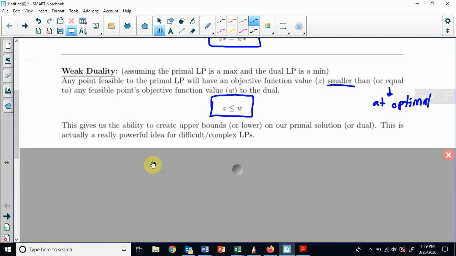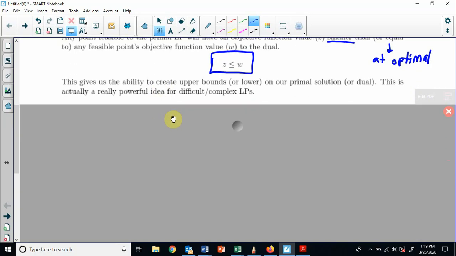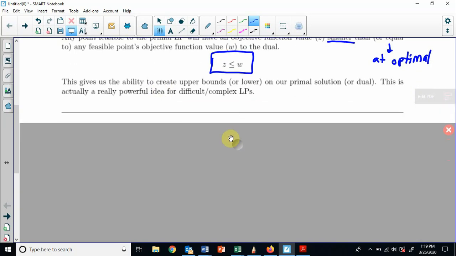But using this to create upper bounds or lower bounds, they can kind of sandwich in the actual value and make good choices. Okay?